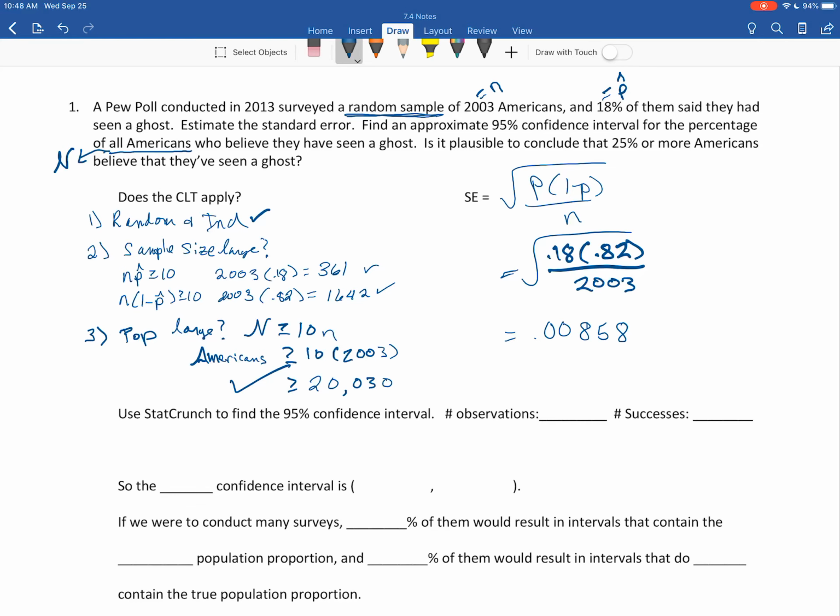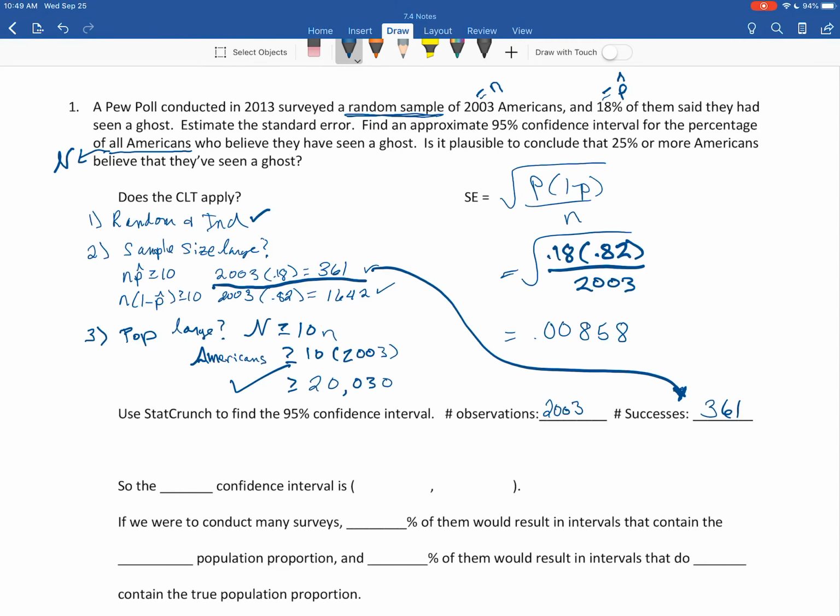So what we're going to do now is go to StatCrunch and have it actually find this confidence interval for us. What we're going to need to tell StatCrunch is the number of observations, which we had 2,003 people sampled, and we got their info back, so that's our observations. And then we also need the number of successes. Now, sometimes success is kind of a weird word here, because success just means what was I looking for? So I was asking these people, and I'm interested in the ones that said, I believe I've seen a ghost. So how many of those were there? We actually have already calculated that in this case. Sometimes you have to calculate it now. But we've already figured out that 361 people said they had seen a ghost.